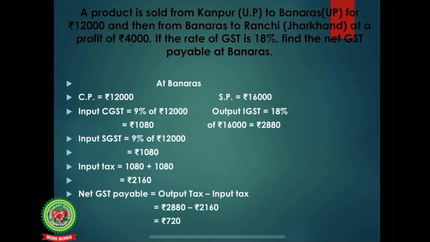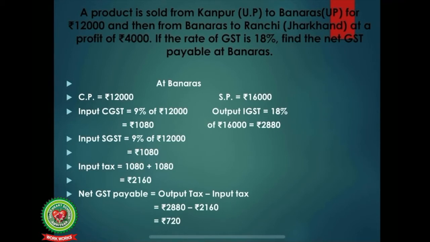Now students, in this question, we need to calculate the net GST payable at Banaras. So the dealer in Banaras has bought the goods from a dealer in Kanpur, which is in the same state. So it will be a case of intrastate transaction, and he has sold the same product to a dealer in Ranchi, which is in Jharkhand. So that will be a case of interstate transaction. So in case of CP, CGST and SGST will be calculated, and in case of SP, IGST will be calculated.